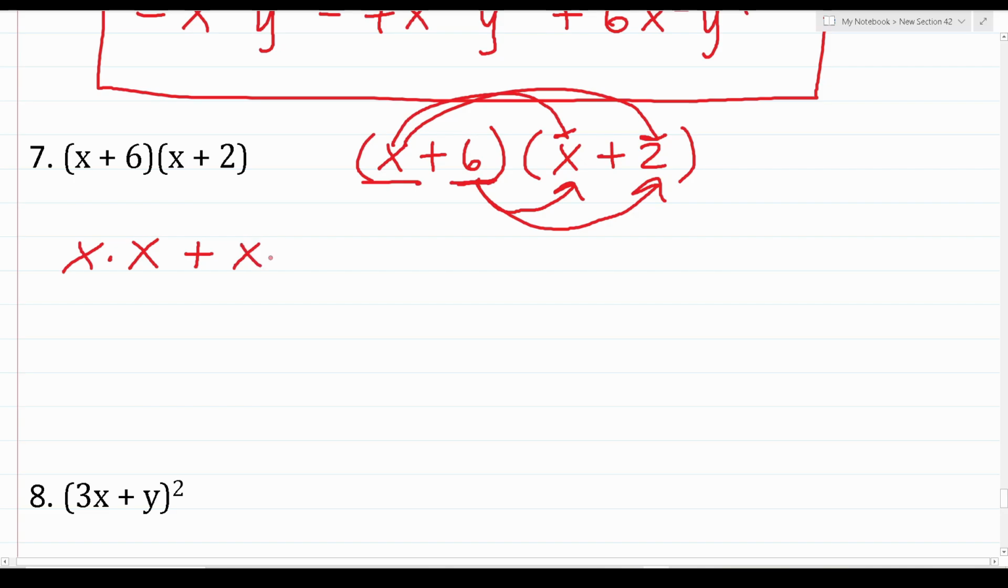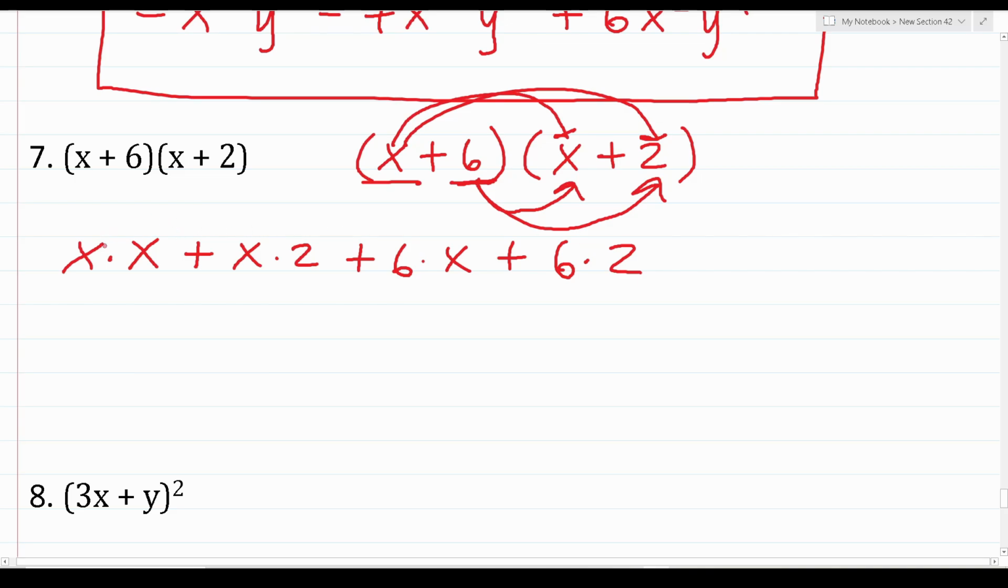So plus x times 2. Now we're on to the 6. This becomes plus 6 times x plus 6 times 2. All right, let's go ahead and simplify this using the product rule where applicable.